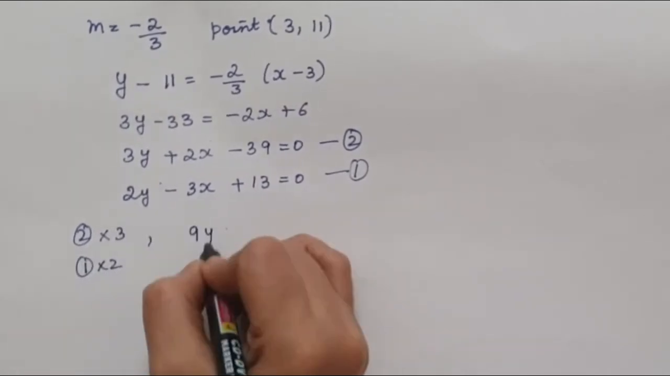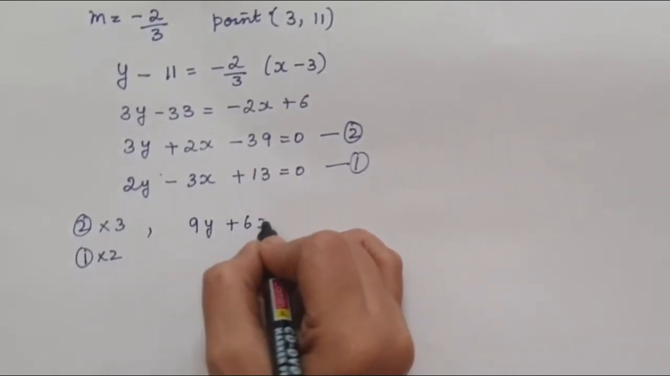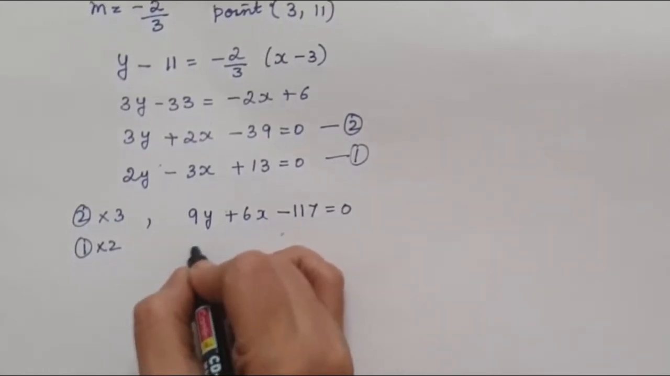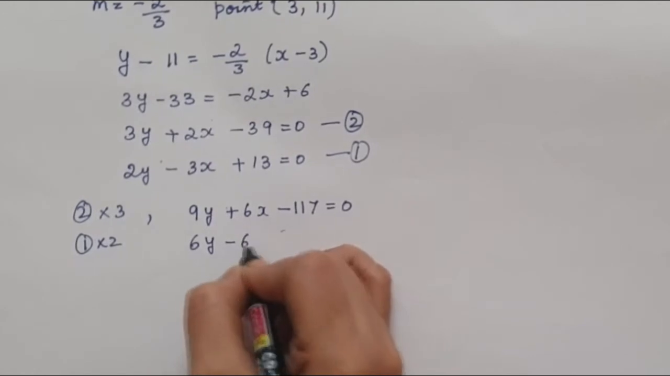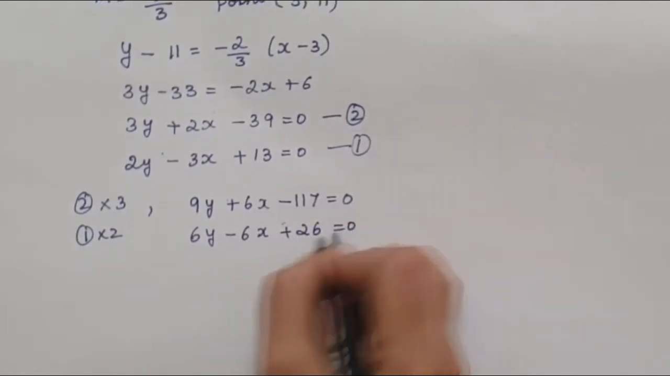So we get 9y. Second equation, you are multiplying by 3. 9y plus 6x minus 117 will be equal to 0. Then 4y minus 6x plus 26 will be equal to 0.